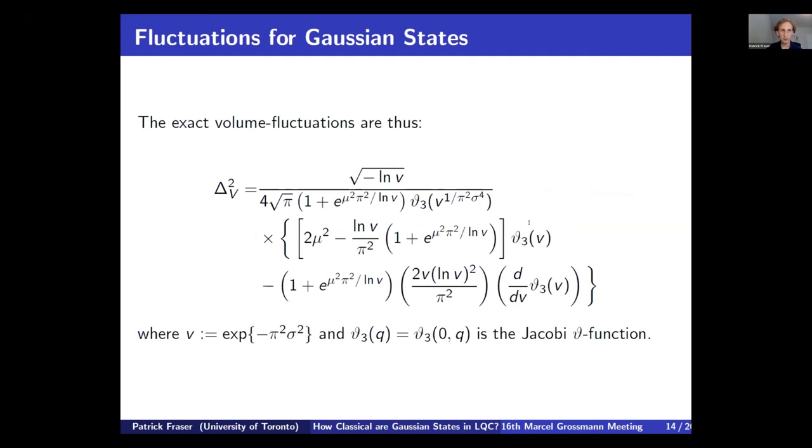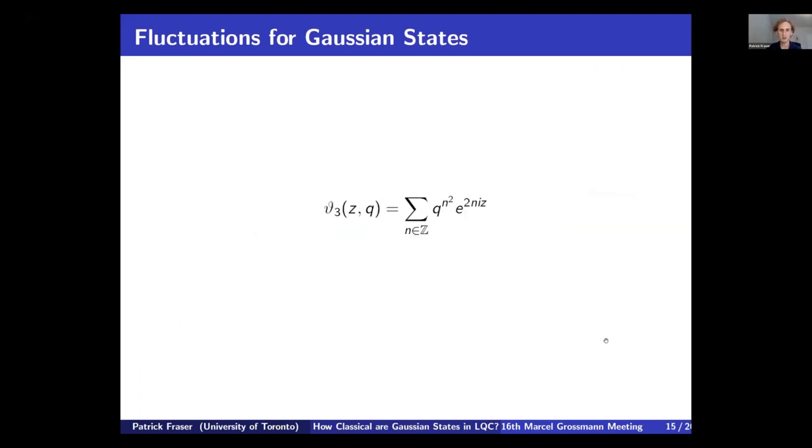To get the exact expression without any sort of expansions or cutoffs, there's a useful trick, which is to just make use of the Jacobi theta function. As an aside, the Jacobi theta function is defined in this way. I've not seen this in the literature, maybe I've missed it, but I think it's a really useful tool for studying Gaussians on lattices, as should be obvious from its functional form.